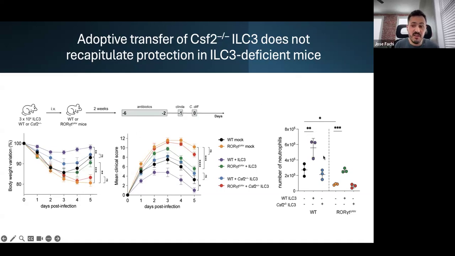And this was somehow associated with neutrophils. If you check in the wild type, having ILC3s, we have a much higher amount of neutrophils. But when you don't have GM-CSF, we don't have differences in the neutrophils. So GM-CSF was the reason why we are having more neutrophil infiltration in the lamina propria.